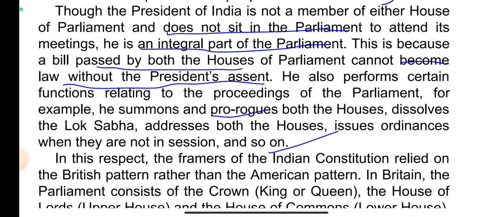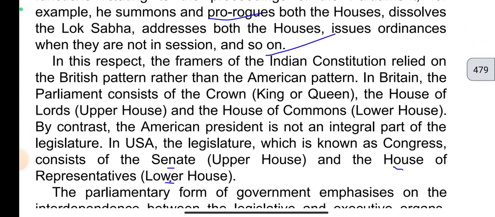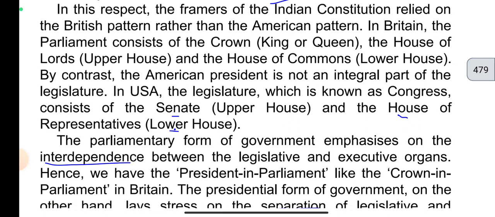This is because a bill passed by both the Houses of Parliament cannot become law without the President's assent. He also performs certain functions relating to the proceedings of the Parliament. For example, he summons and prorogues both the houses, dissolves the Lok Sabha, addresses both the houses, issues ordinances when they are not in session, and so on. In this respect, the framers of the Indian Constitution relied on the British pattern rather than the American pattern.